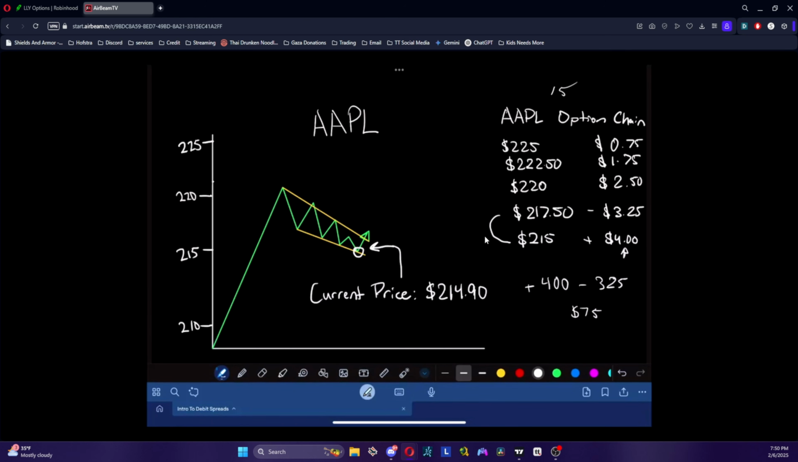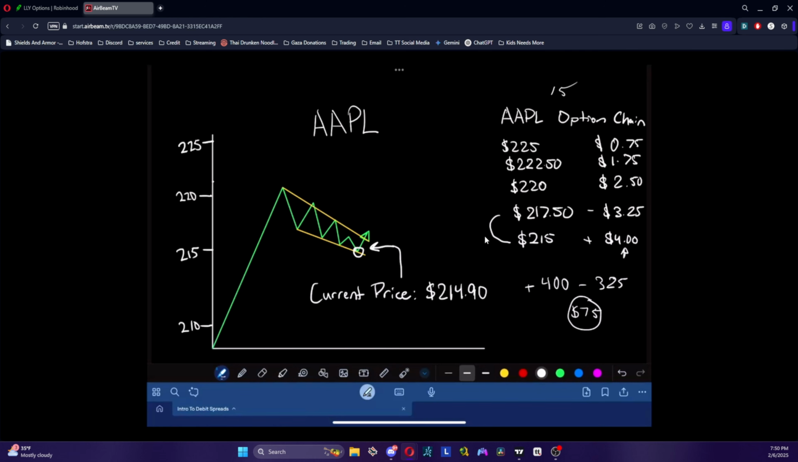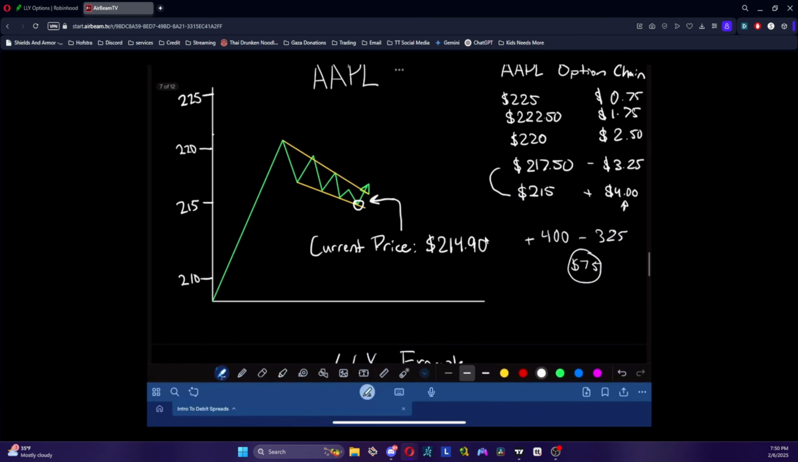So the entry cost for this debit spread is just $75 compared to $4. Now that is a huge difference. You're getting yourself two contracts that are close to being in the money, and you're getting them at a way cheaper cost than anything else, right? Than just outright buying a contract. So looking at this, you're thinking, okay, what's the max loss? Well, I already told you the max loss is basically what you put in. So if we're just paying $75, then your max loss is $75.